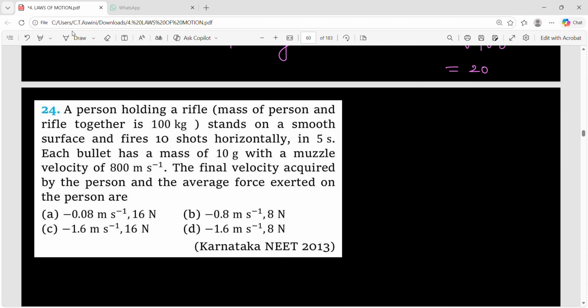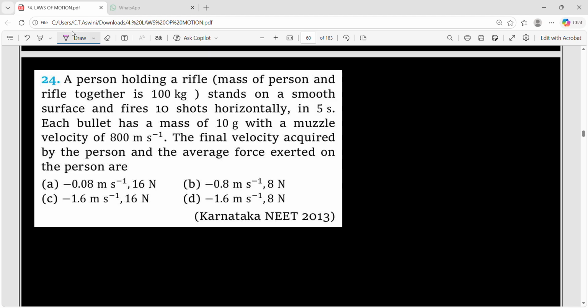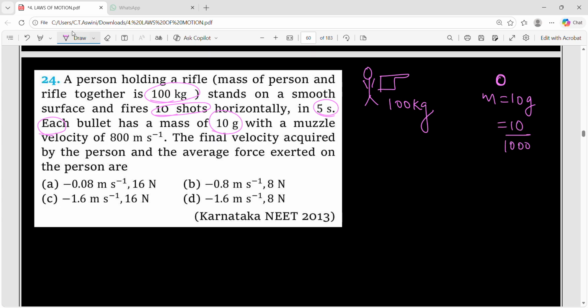We'll see one more question. A person holding a rifle, mass of the person and the rifle together is 100 kg. Fine. So person along with the rifle, the mass is 100 kg. Stands on a smooth surface and fires 10 shots horizontally in 5 seconds. So in a time of 5 seconds, how many shots are fired? 10. That means 10 bullets are fired. What is each bullet's mass? It is 10 grams. So can I write it as 10 by 1000 kg?